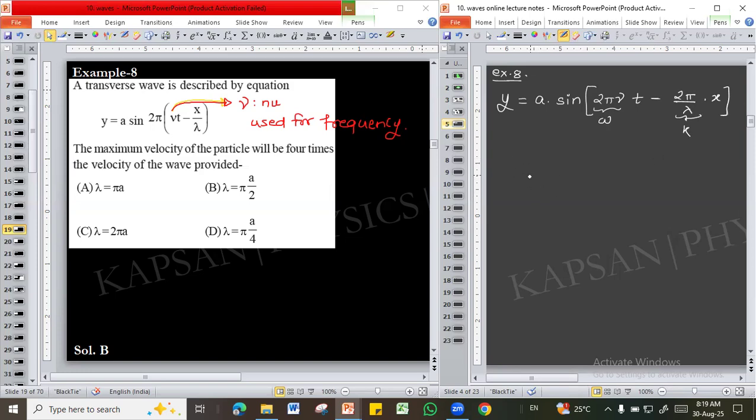The maximum velocity of the particle. Yes, particle is oscillating, so at the mean position it will have maximum velocity. The maximum velocity of the particle will be 4 times the wave velocity, provided, for this to happen, what should be the wavelength? Solve this and tell me the answer. B option.